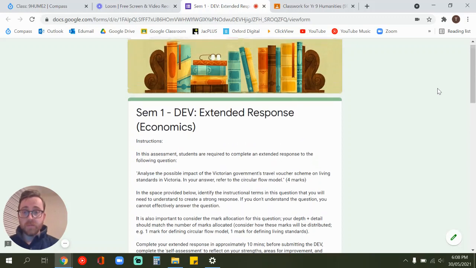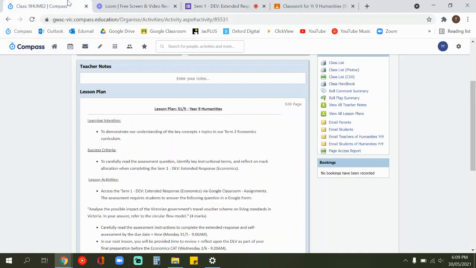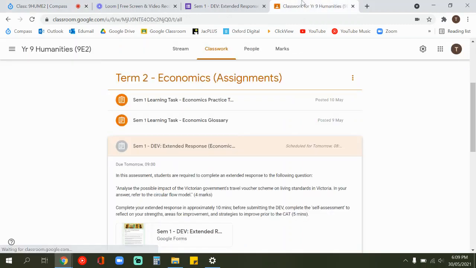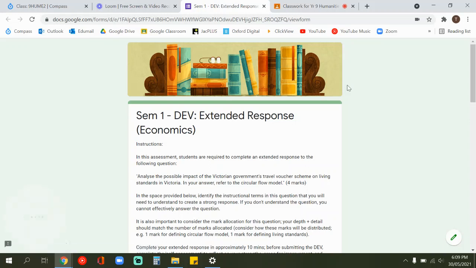When you are given the link to the dev task, which may occur in your Compass lesson plan, your teacher may just pop it in there. They might send it to you via an email, or it might be listed in your Google Classroom if that's been set up prior to remote learning. When they give you the link, all you need to do is click on that link and it will take you to the dev task, which is only one question.